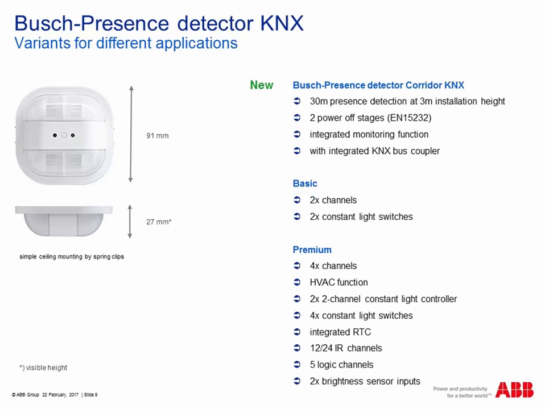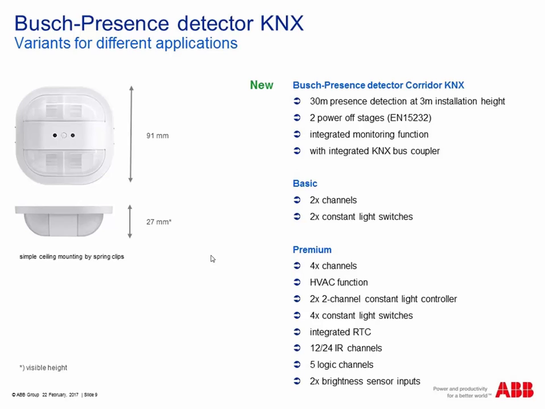The new one in the family is our Busch Presence Corridor detector. From application point of view, if you know the other basic and premium version, everything is almost completely the same parametrization, the same application. The only difference here is we have a different detection range. Here we are talking about 30 meters in an installation height of 3 meters. That means exactly for floors. About the detection range, I have a slide later to show it a little bit more accurately.